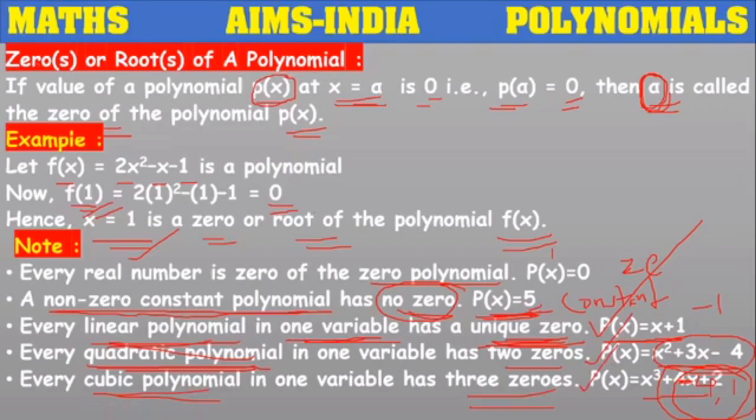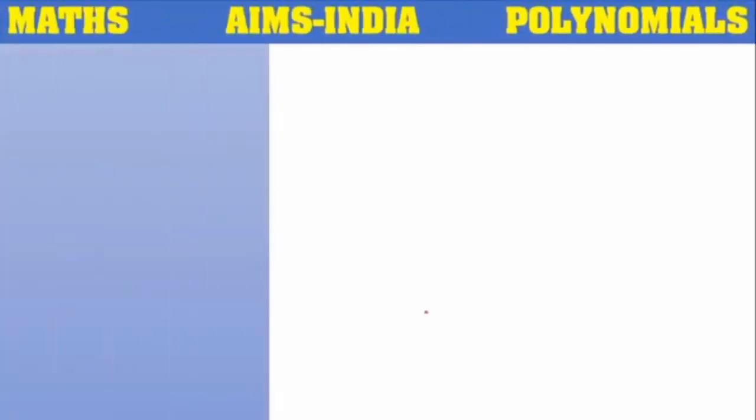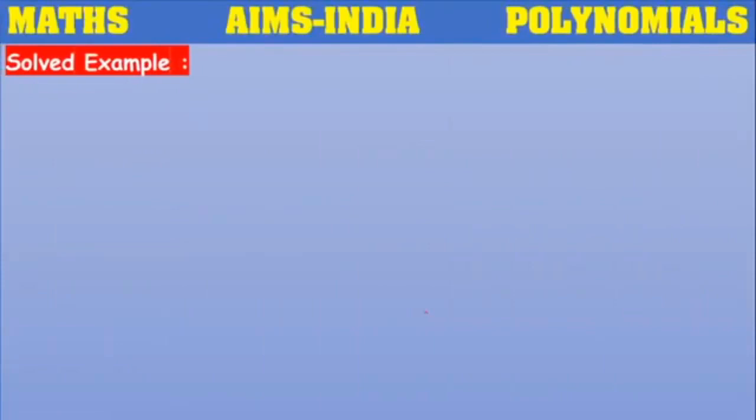So here, zero means the value of the variable at which the given polynomial will become 0. The number of zeros will depend on the type of the polynomial, whether it is zero, non-zero constant, linear, quadratic, or cubic. Based on the types of polynomials, we can define the zeros of the polynomials. Let's see some solved examples based on the present topic.